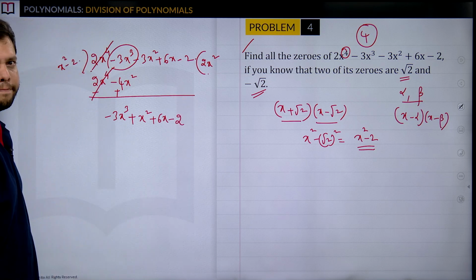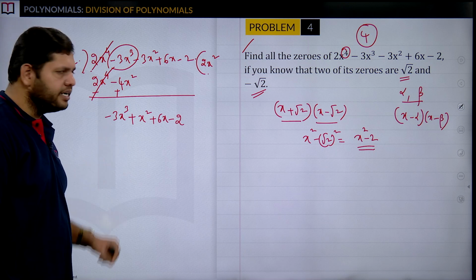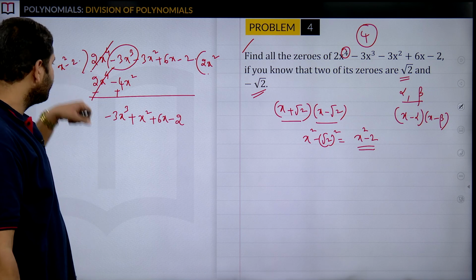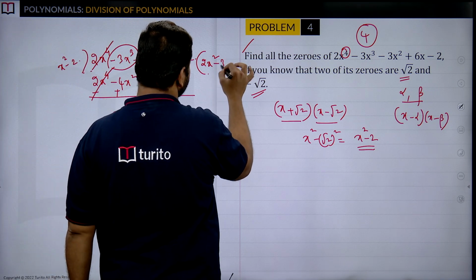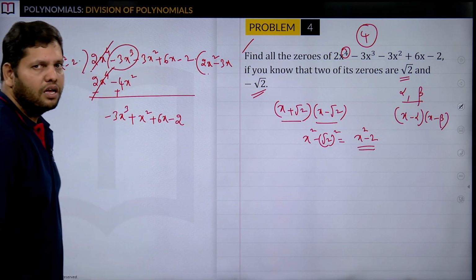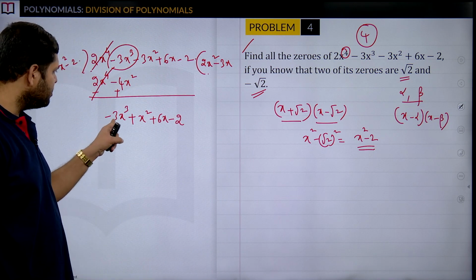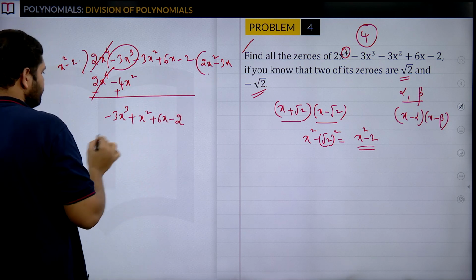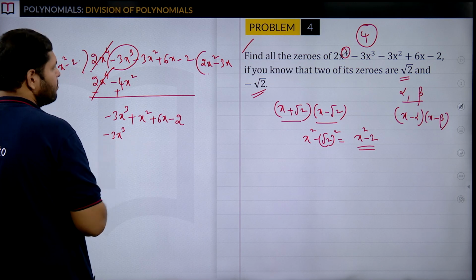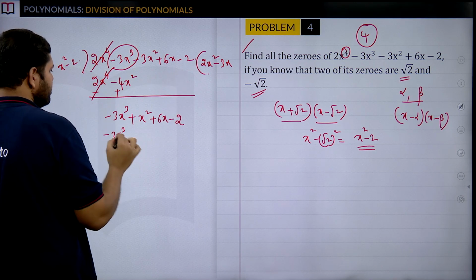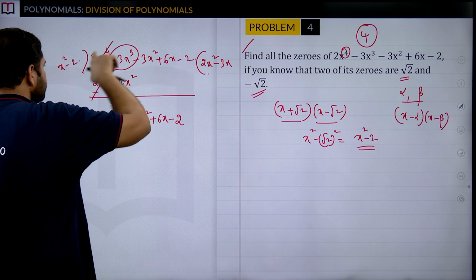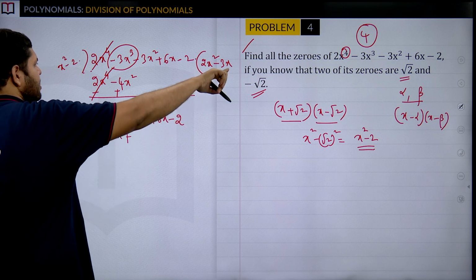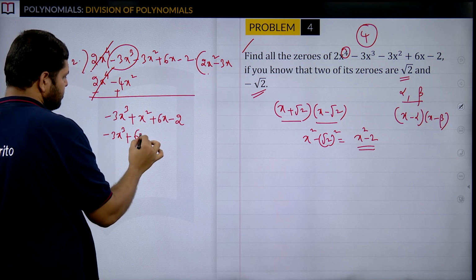Clear, children? Now children, I want to get the x power 3 term, like minus 3x power 3. Tell me, children, how are we going to get it? This is the x square term, so you multiply with minus 3x. If I multiply with minus 3x, I am going to get minus 3x power 3, children. So minus 3 into x square gives minus 3x power 3. Minus 3x into minus 2, minus into minus is plus, gives 6x.